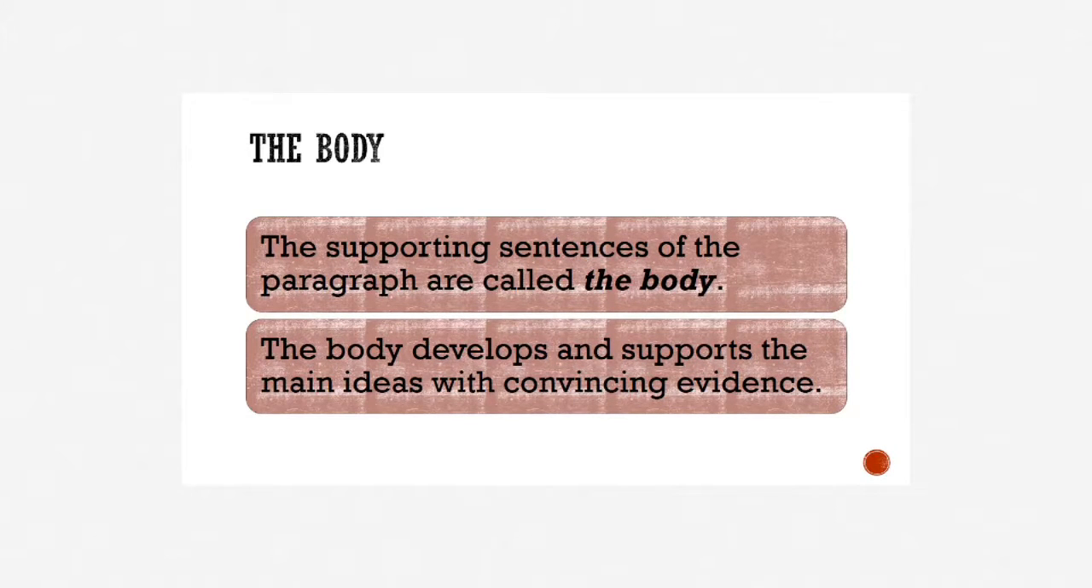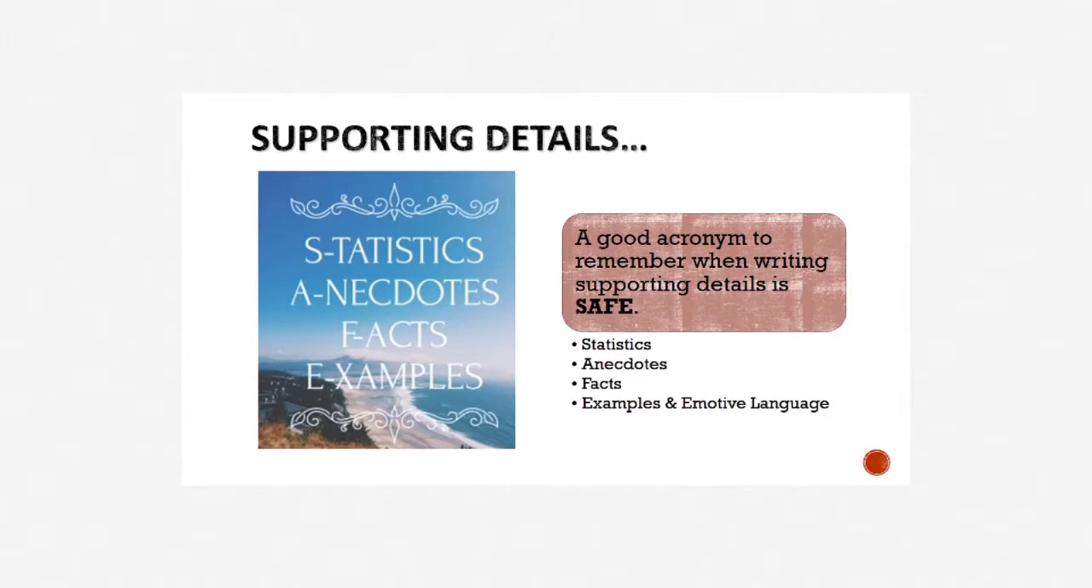The supporting sentences of the paragraph are called the body. The body develops and supports the main ideas with convincing evidence. In developing the body of your paragraph, it is often difficult to find supporting details. A good acronym to remember when writing supporting details is SAFE: Statistics, anecdotes, facts, examples, and/or emotive language.